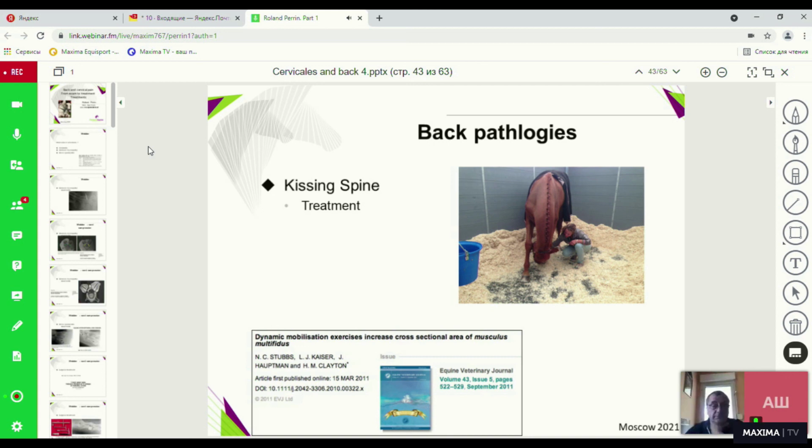Безусловно, если мы будем укреплять мышцы каким-то альтернативным способом, которые расположены в зоне вот этой патологии костной, то это должно для пациента создать дополнительные благоприятные условия, и это очень хорошо проиллюстрировано в публикации самого доктора Хиллари Клейтон, которая называется «Упражнение по динамической мобилизации, позволяющее увеличить площадь поперечного сечения многораздельной мышцы».